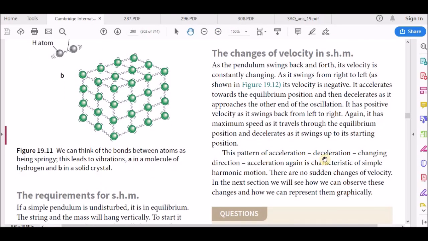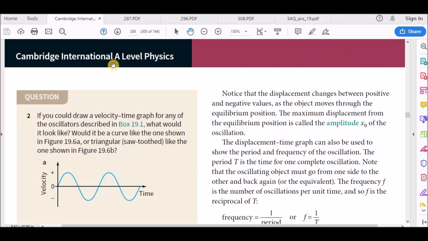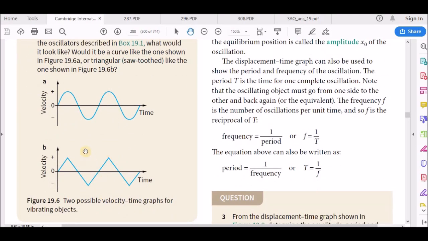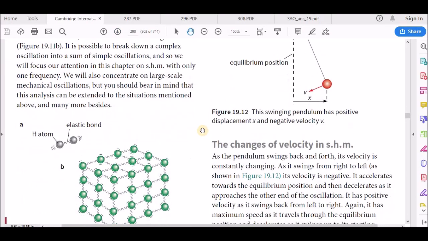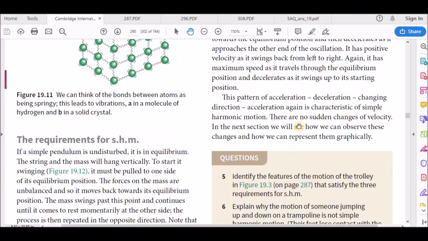This pattern of acceleration, deceleration, changing direction, acceleration again, is characteristic of simple harmonic motion. There are no sudden changes of velocity. That's why I told you that sawtooth diagram is incorrect, because there you got a sudden change. So it can't be like this, it has to be this graph. There are no sudden changes of velocity. In the next section, we will see how we can observe these changes and how we can represent them graphically.